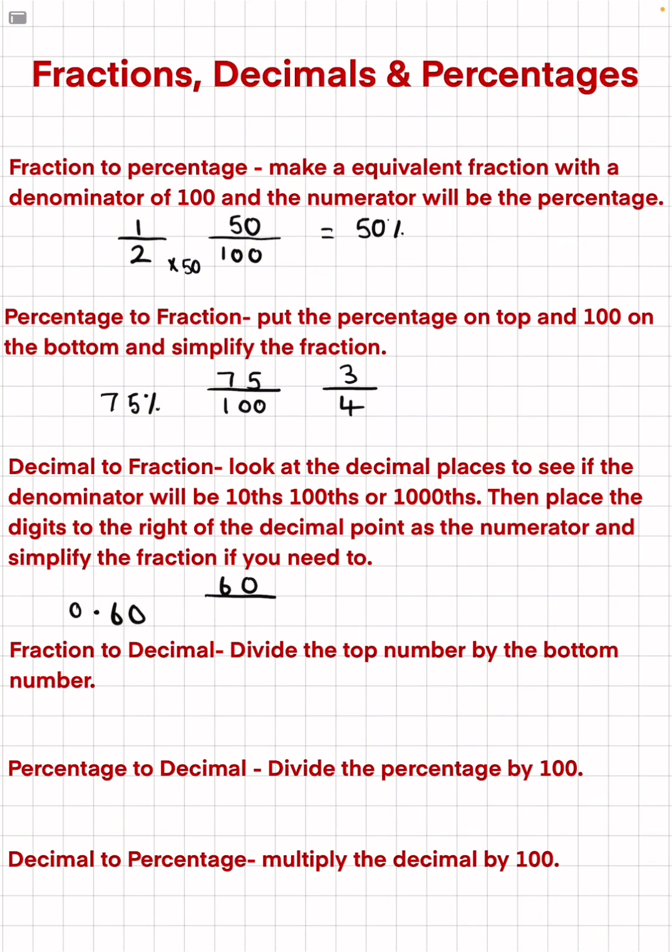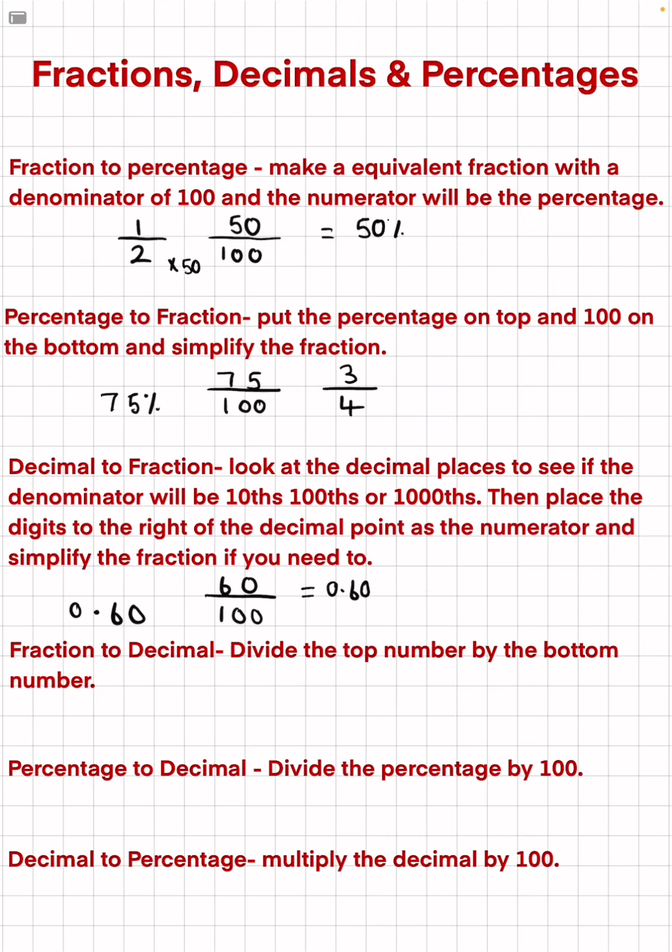To find the denominator, we can count how many digits are to the right of the decimal point. So if there's 1 digit after the decimal point, then it will be 10. If there's 2, it will be 100. And if it's 3, it will be 1,000. So there's 2 digits after the decimal point. So the denominator is 100. So 0.60 as a fraction is 60 over 100.